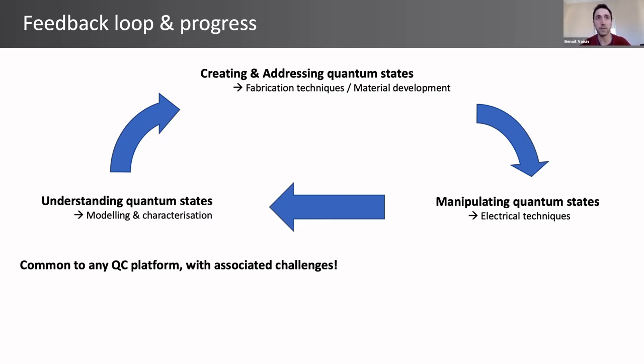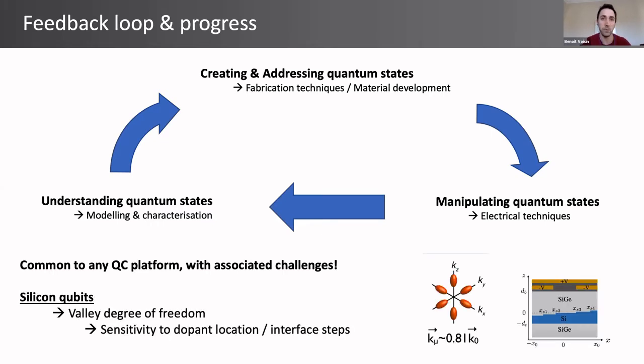And once you've completed these three components, you can go back to the fabrication step and try to fabricate a more complex device with optimized capabilities, and you go through the loop over and over, and this is how you create more and more complex devices with better and better performance. So this feedback loop is pretty much common to any quantum computing platform. Of course, each of these platforms comes with its associated challenges.